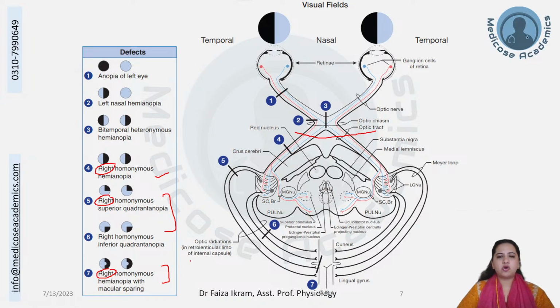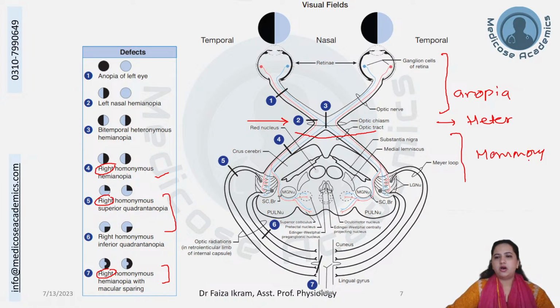Heteronymous hemianopia is only going to be found at this level, at the level of optic chiasm. Before that, above it, till the optic nerve, it is going to be anopia. At the level of optic chiasm, it is always going to be heteronymous. And after that, it is going to be homonymous hemianopia of the opposite side. Anopia will be of the same side. Hemianopias will be of the opposite side.